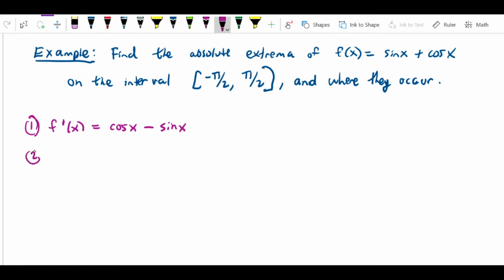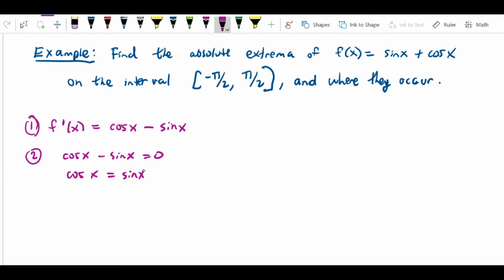Then we want to find where the derivative is either equal to 0 or does not exist. Cosine and sine are defined everywhere, so there's no place where their derivative doesn't exist. So we're just looking for places where the expression cosine x minus sine x is 0. If cosine x minus sine x equals 0, one way to look at that is that cosine x must equal sine x.